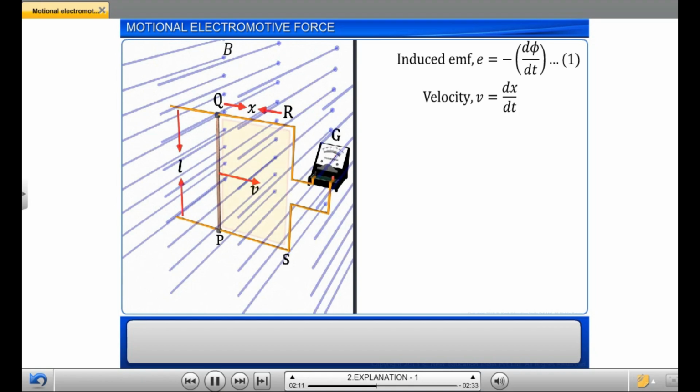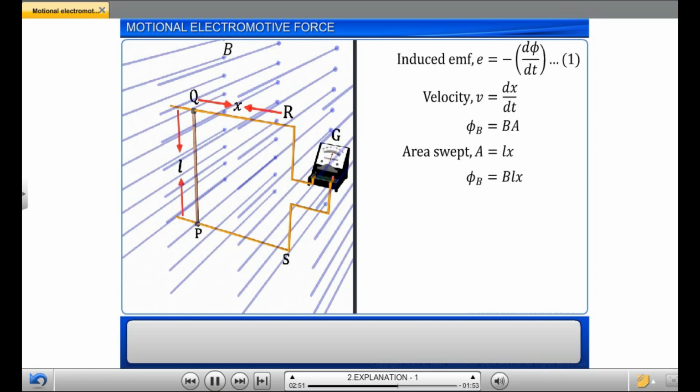Since the plane of the loop is normal, that is, perpendicular to the magnetic field, maximum magnetic flux passes through the loop. This magnetic flux, phi B, passing through the loop is equal to the product of the magnetic induction B and the area A of the enclosed loop. The product of L and X represents the area swept A. Hence, we can now rewrite the magnetic flux phi B as equal to BLX since A equals LX.